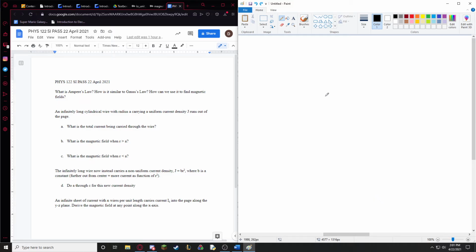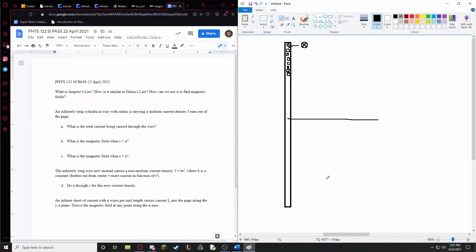So we're going to have an infinite sheet of currents, n wires per unit length. It's going to look something like this. If this is our infinite sheet of currents, we have a bunch of little wires along here, and there's n wires per unit length, carrying current into the page. So how would we find our magnetic field at any point along our x-axis?